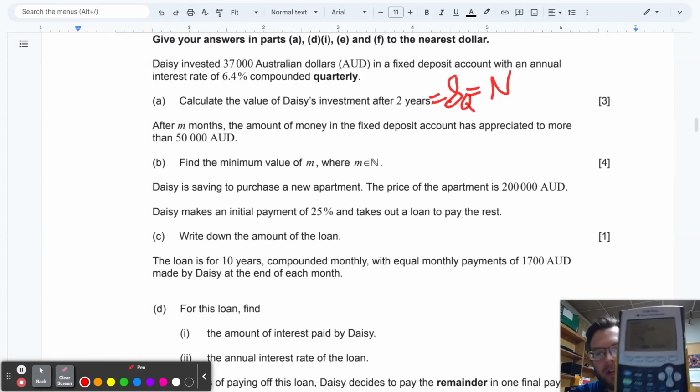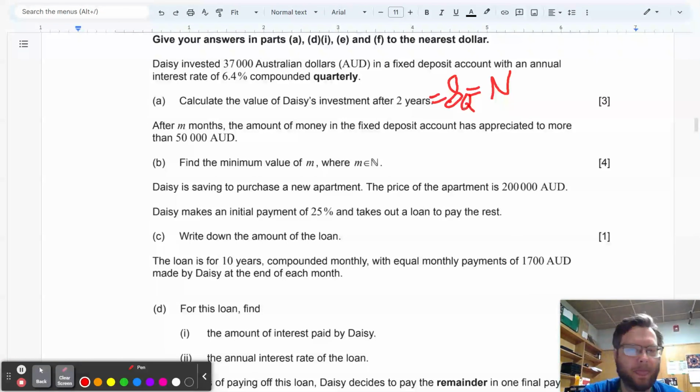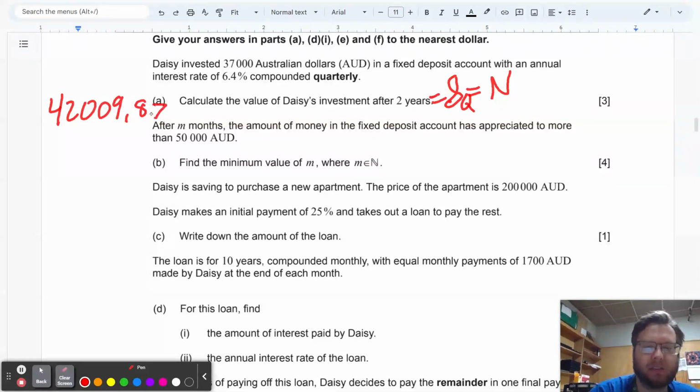So here's what my finance app looks like. I'm going to ask it to calculate the future value. So I solve on the future value, we get 42009.87 right there. So that's the value after 2 years. Great.